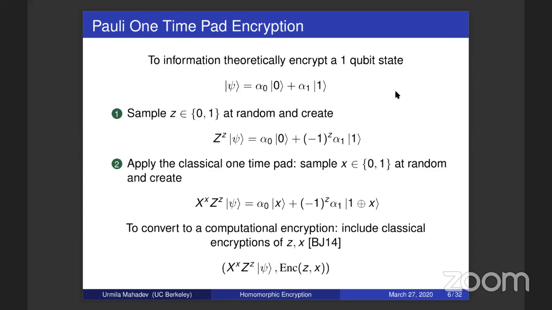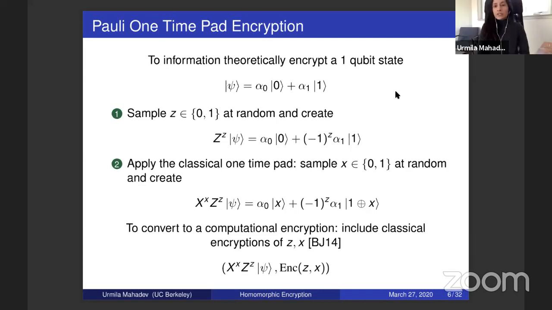Hi, Urmila. Yeah, this is Rachel. I just want to ask a question. Maybe it also helps other quantum dummies in the meeting. When you say that it information theoretically hides the state, I presume what you want to hide is alpha 0, alpha 1. Can you explain a little bit more in which sense it hides alpha 0, alpha 1?